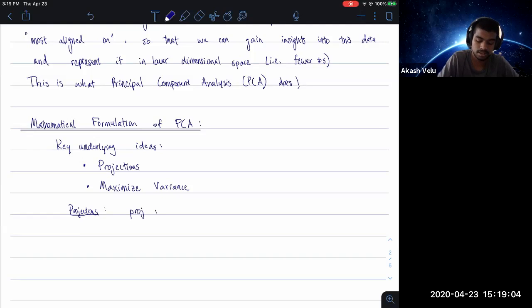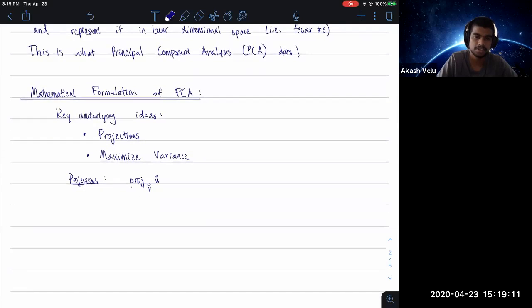We typically write the projection operation as the projection of a vector u onto the vector v. The intuition is that you're trying to find the portion of the vector u that lies along v. The common diagram that people see regarding this is, say this is our vector v in space, and this is our vector u.